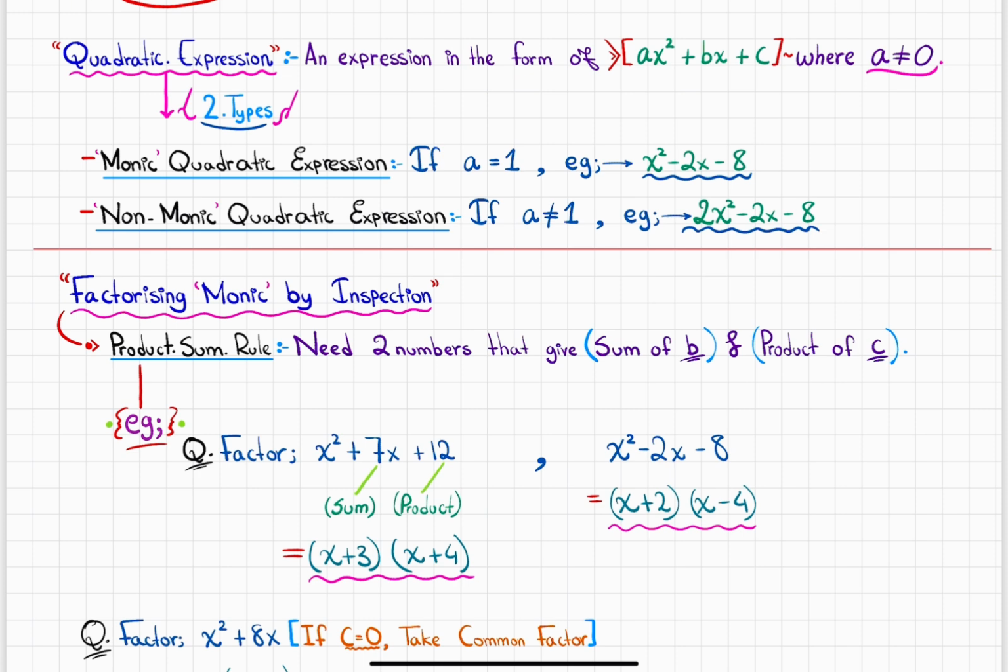Why? Because we have two types of quadratic expressions, monic and non-monic. A monic quadratic expression is an expression where a is equal to 1. Example, x squared minus 2x minus 1. You will not find a. Non-monic is when a is not equal to 1. So you will find the value of a. For example, 2x squared minus 2x minus 8.